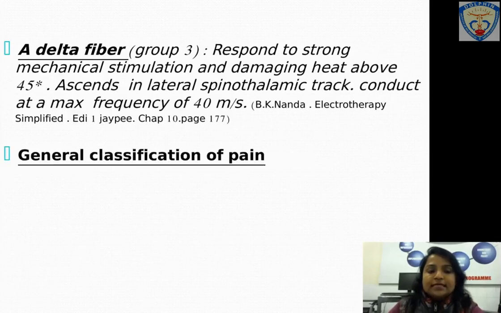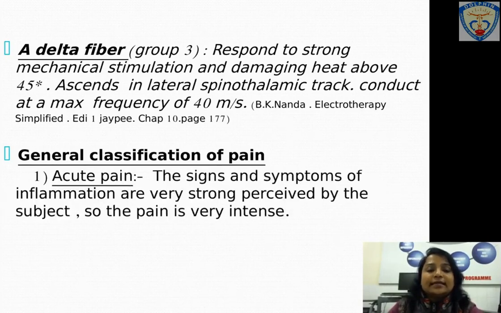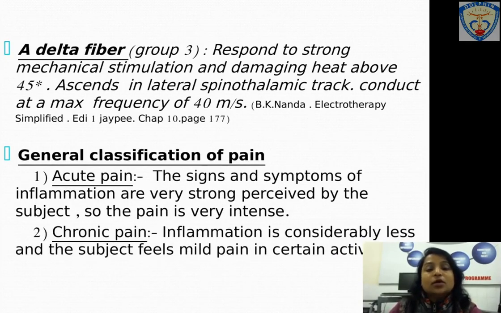Next you can see the general classification of pain. Pain has been classified into two main categories: acute pain and chronic pain. Acute pain is the condition where the signs and symptoms of inflammation are very strong and they are perceived by the subject, so pain is very intense. And being physiotherapists, we don't get lots of patients in the acute condition. We usually get patients in chronic pain, a condition where inflammation is considerably less and the subject feels mild pain in certain activities.